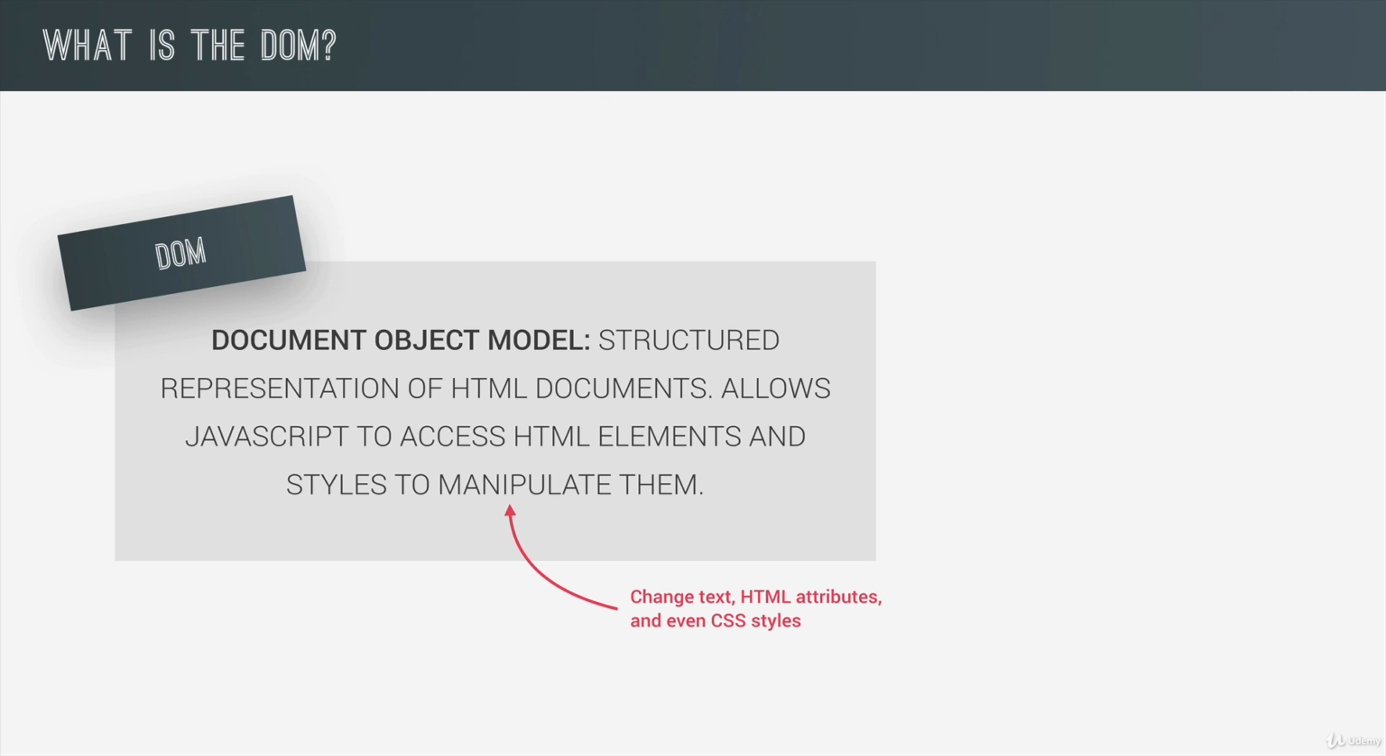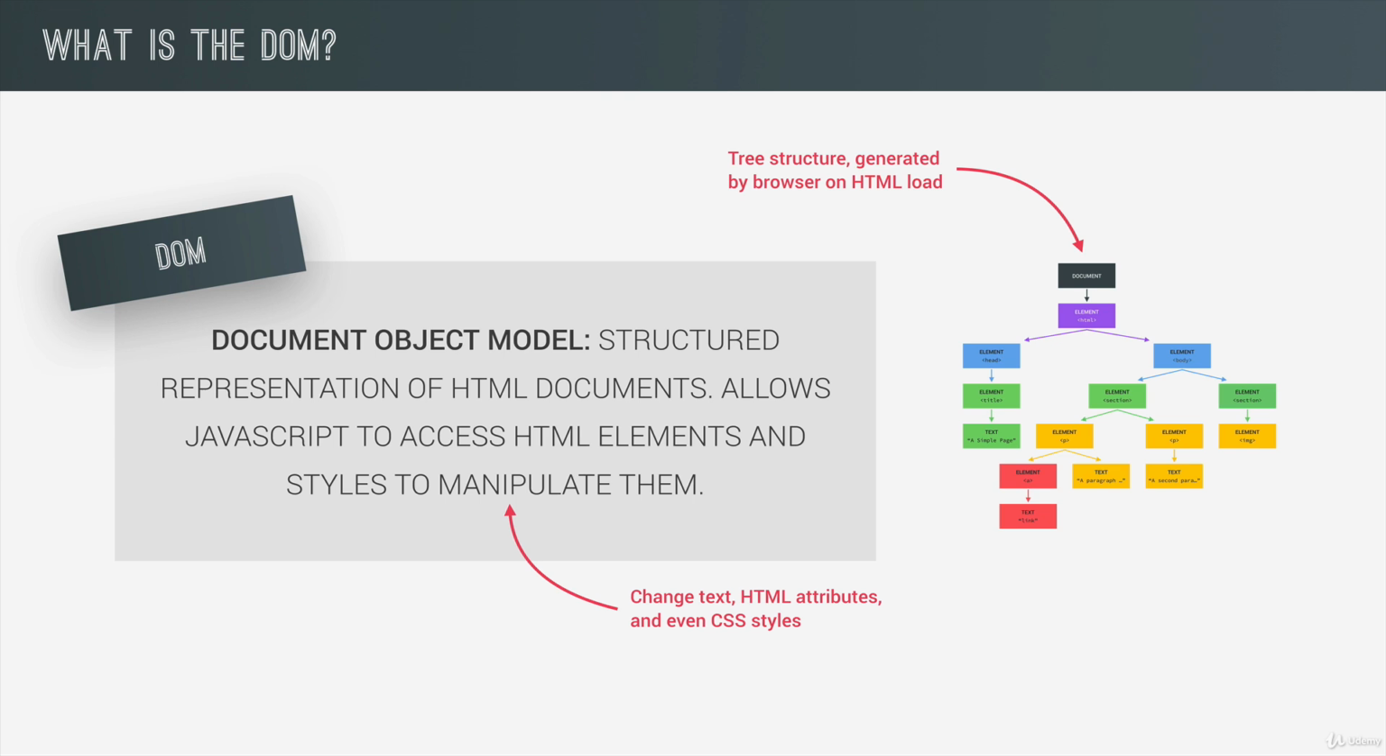Now, the DOM is automatically created by the browser as soon as the HTML page loads, and it's stored in a tree structure like this one. In this tree, each HTML element is one object. And so let's now take a look at this DOM structure in a little bit more detail.